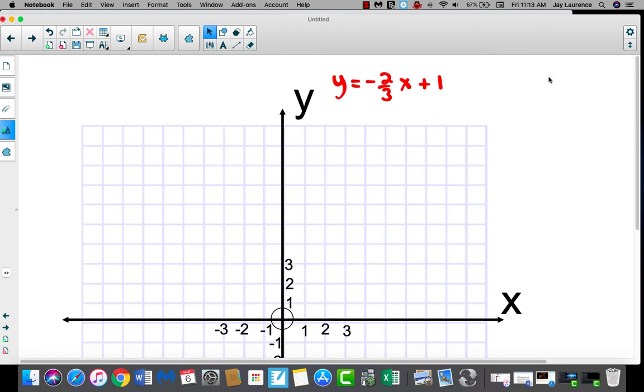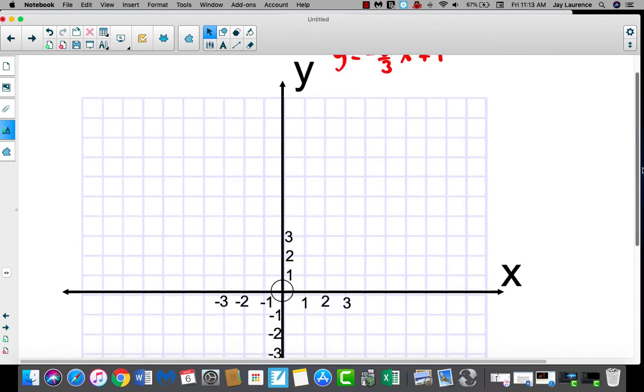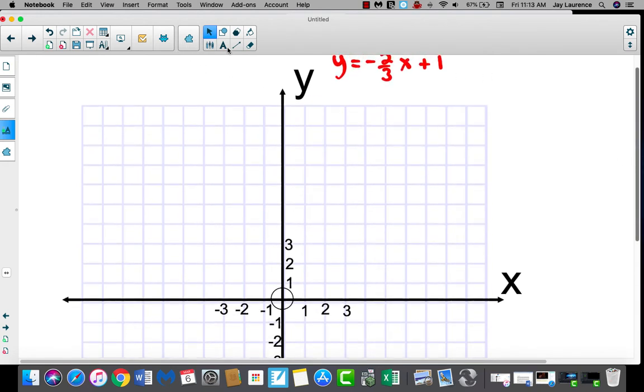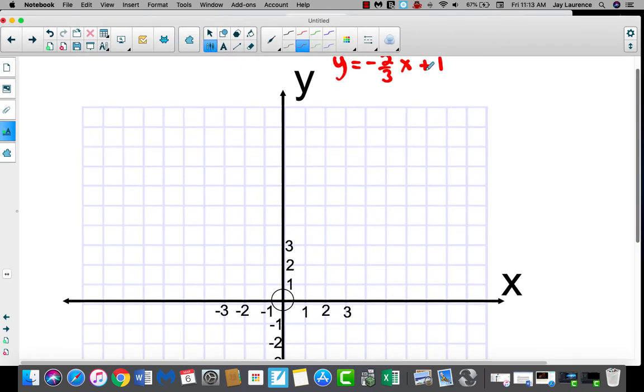All right, here's another one. I'll do this one for you, and then I'll let you try some. Okay, so my y-intercept looks like it's 1, so I go to 1 on the y-axis, the point 0, 1. All right, now my slope is negative 2/3.